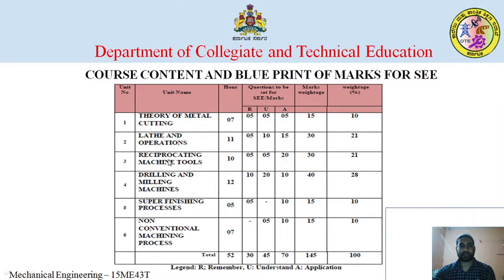So the course content: we are briefing about the third unit, Reciprocating Machines. Allotted hours for this is 10 hours. The weightage of marks is 30. 30 marks questions will come in the annual examination. Percentage is 21% out of 100%.